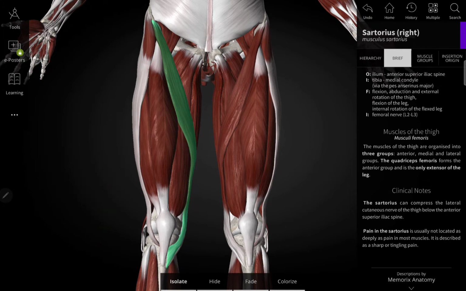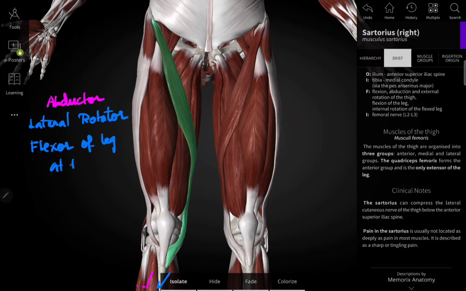Now coming to its action, it is mainly the abductor and lateral rotator of the thigh. Abductor, and then it is the lateral rotator, and it is also a flexor of the leg at the knee joint. So these are all the actions of the sartorius muscle.